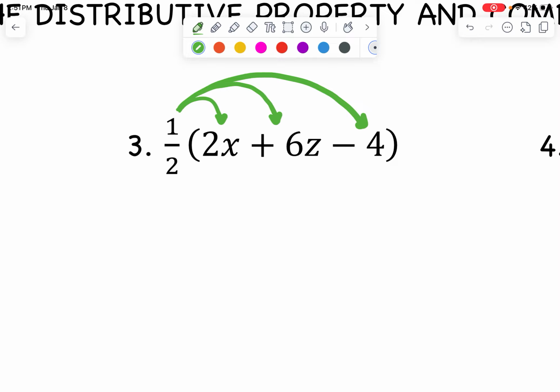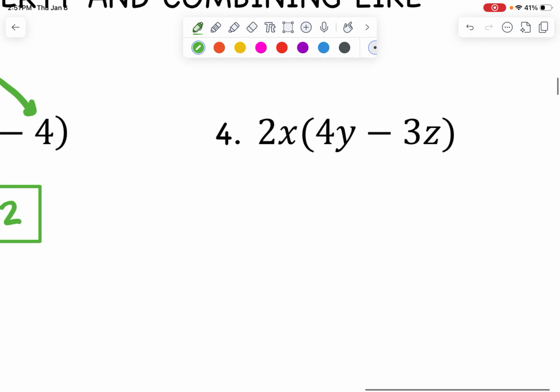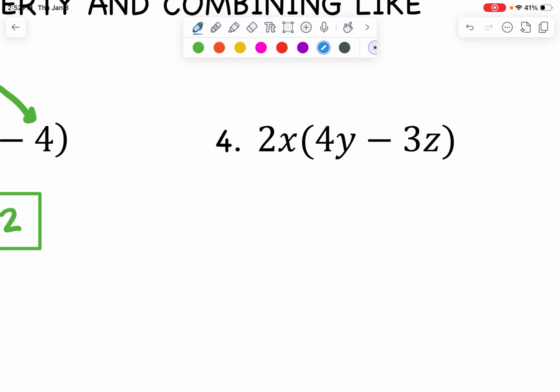So 1/2 times 2x is going to give me 1x. You can either write 1x or you can just write the x because the 1 is understood to be in front of it anyway. If you want to write the 1, have at it. It's perfectly fine. Then I'm taking half of 6z, which gives me 3z. And then half of negative 4 gives me negative 2. I didn't have any like terms before, and I certainly don't have any now, so that would be our final answer. Okay, this last one, before we step it up a notch, we are multiplying by 2x.